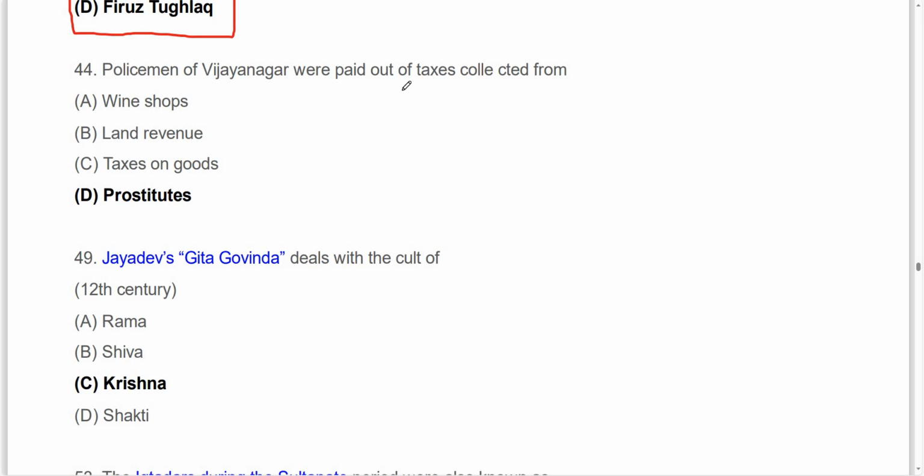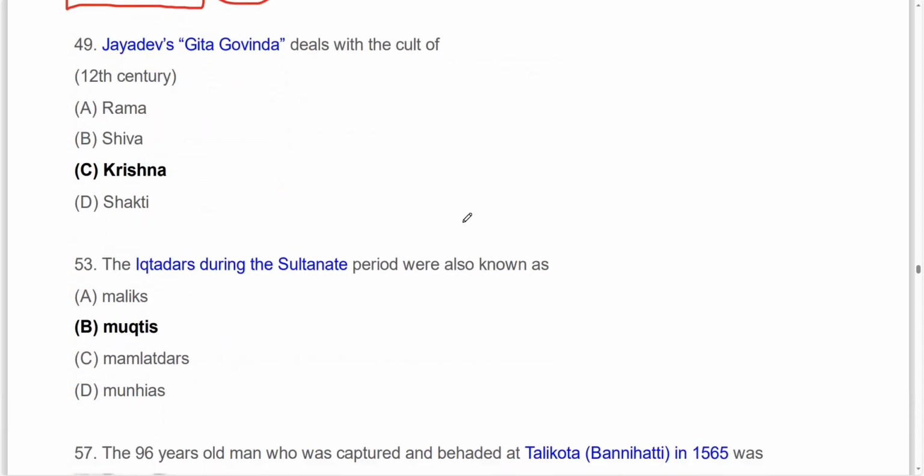The policemen of Vijayanagara were paid out of taxes collected from prostitutes. Actually, it was the tax collected from prostitutes by which Vijayanagara policemen were paid. Moving on to the next question.